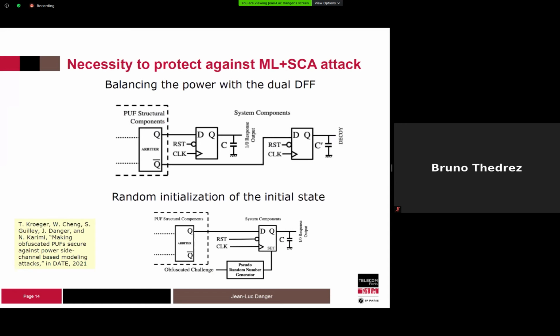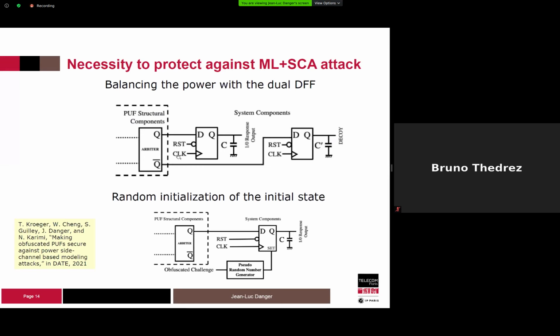Then the conclusion is that we need to protect against both attacks, a combination of machine learning and side channel attacks. For instance, we can use two flip-flops in order to balance the power consumption. You can also use random initialization, because the power consumption comes mainly from the rising edge and falling edge in CMOS technology. But attacks are still possible.